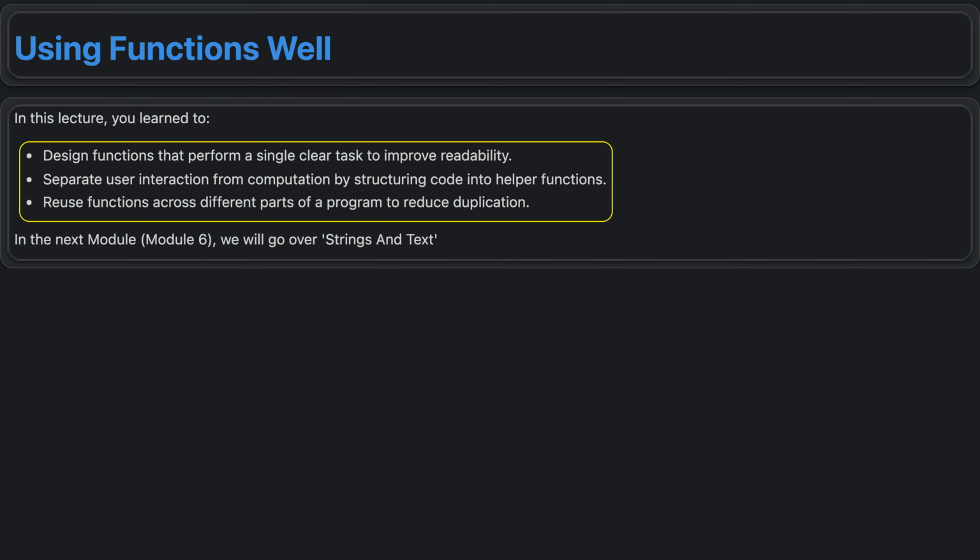In this lecture, you learn to design functions that perform a single clear task to improve readability, separate user interaction from computation by structuring code into helper functions, and reuse functions across different parts of a program to reduce duplication. In the next module, Module 6, we will go over strings and text.